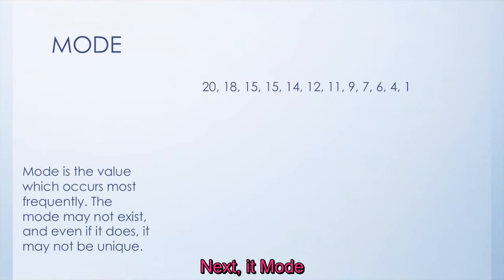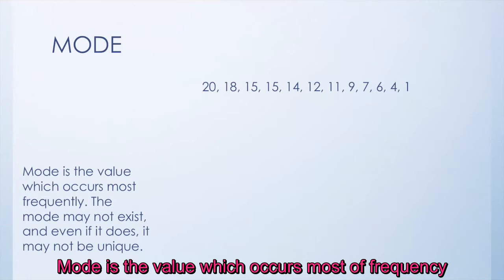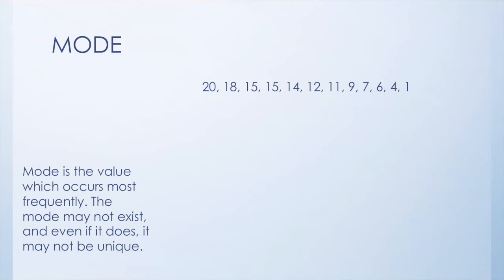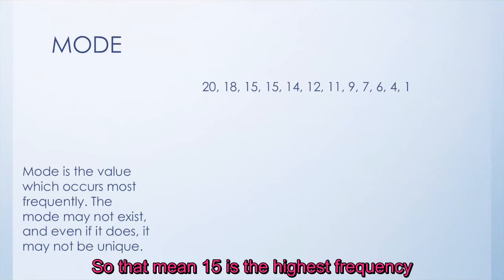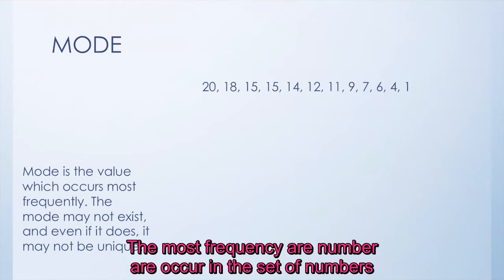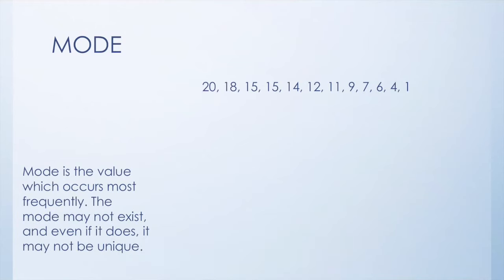Next is mode. Mode is the value which occurs more frequently. For example, here you can see two students got 15. So that means 15 has a higher frequency. So 15 is more. It's very easy. The mode is the most frequent number that occurs in the set of numbers.